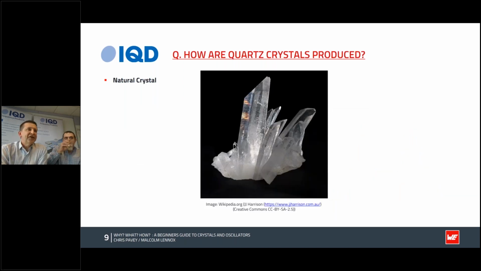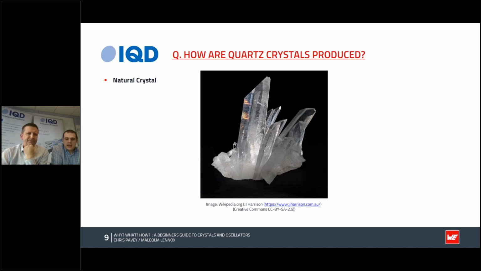On a little bit of research when I first started, it seems there's over 2 billion quartz crystals produced each year, which is amazing. How do we produce this number as an industry? Crystals occur naturally in nature.